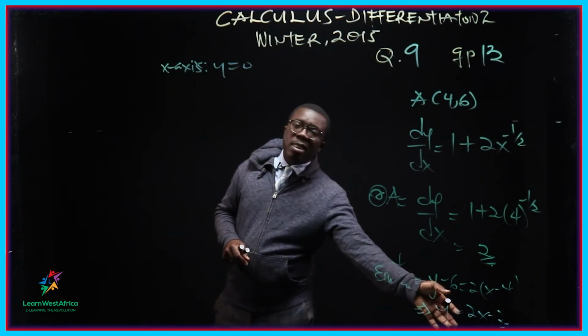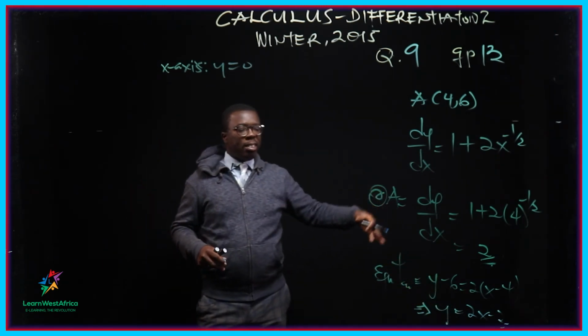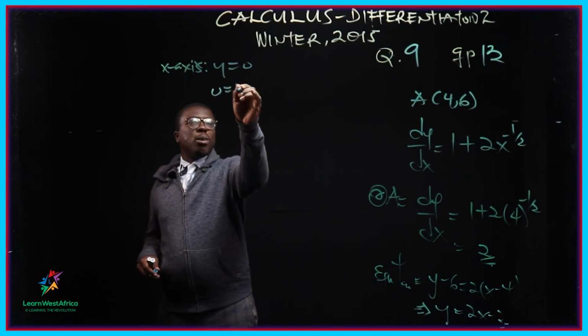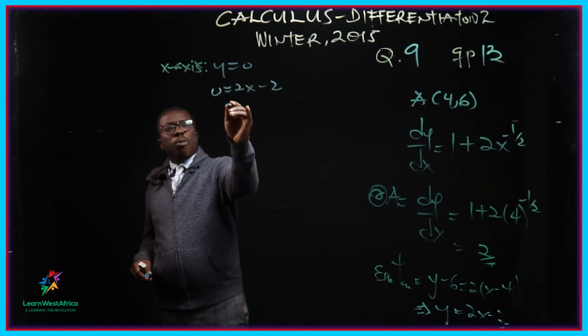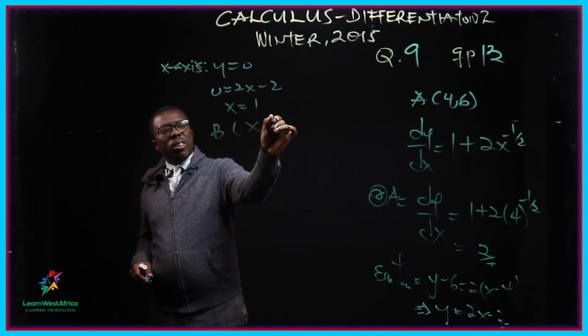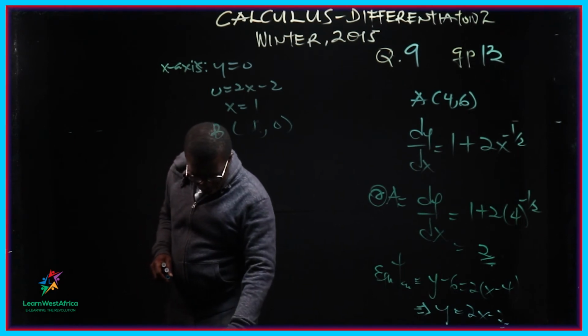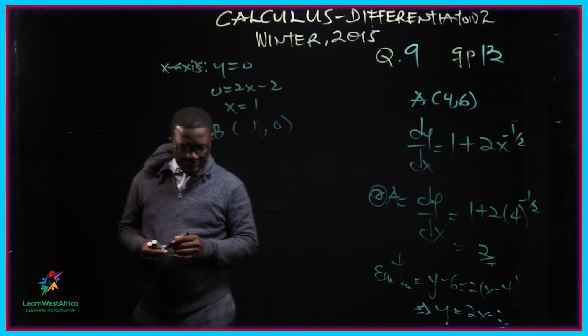So let's take this expression, which is the tangent. That is the equation of the line that is going to the x-axis. So we have 0 is equal to 2x minus 2. So from this, we can find that x equals 1. Hence, point B has the coordinates 1 and 0. Are we making sense of that?